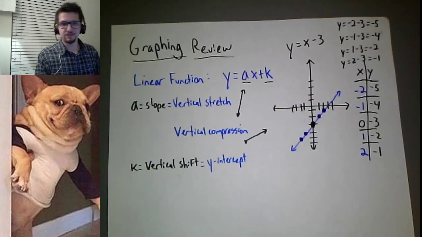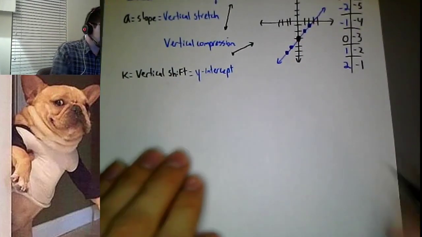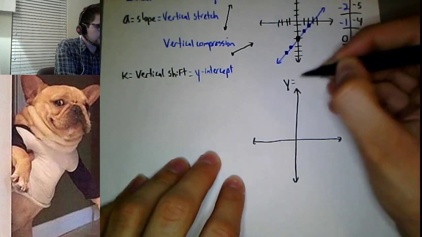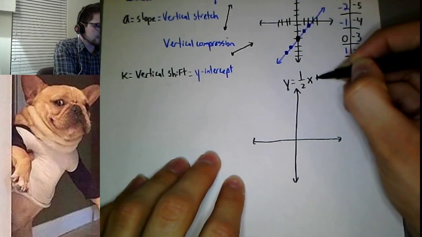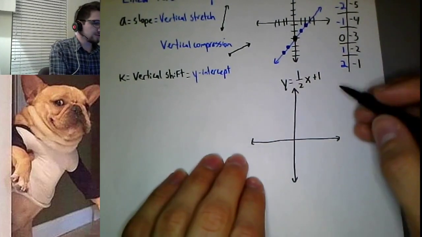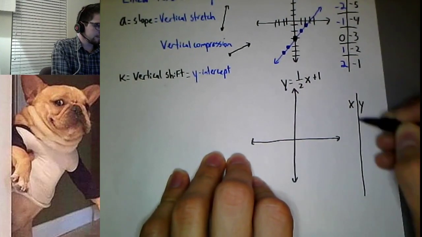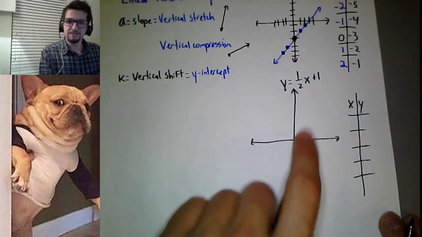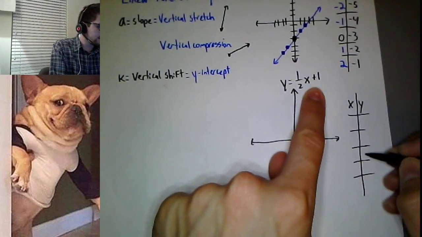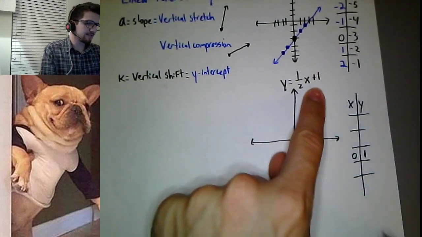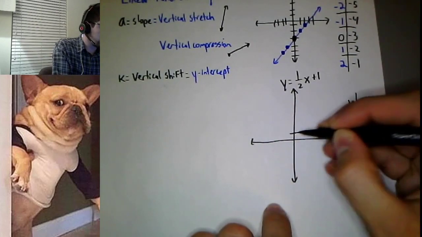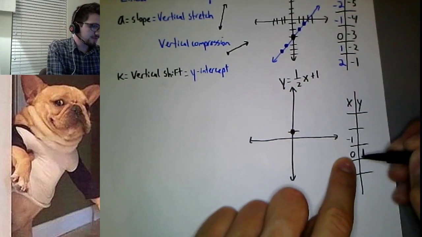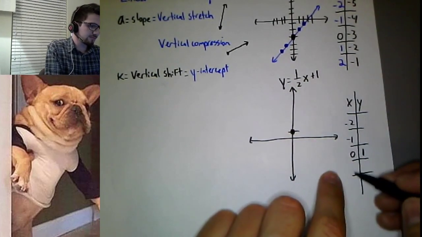Now I'm going to do one that has a vertical shift, and we'll call it quits for linear. So let's say my equation was y equals 1/2 x plus 1. Using my table, what is my y-intercept? It crosses the y-axis at 1, and x is 0. So I know my first point is 0, 1. That is my y-intercept. Now where do I go from here? 0 minus 1, 0 minus 2, 0 plus 1, 0 plus 2.